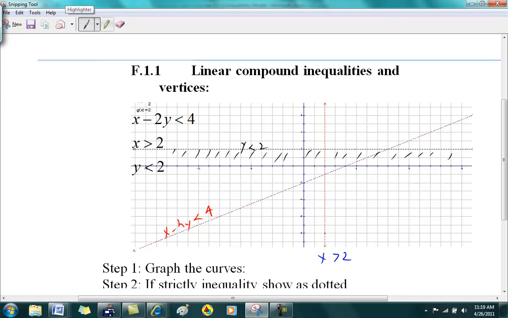I have x is greater than 2, which is what? Blue. So x is greater than 2, so it's going to be out here. And then start out with red, which is the same equation, x minus 2y is less than 4. And we agreed that it was going to be on this side here. So eventually what you want is one solid region, which is an overlap of all the regions. So it's this region here.